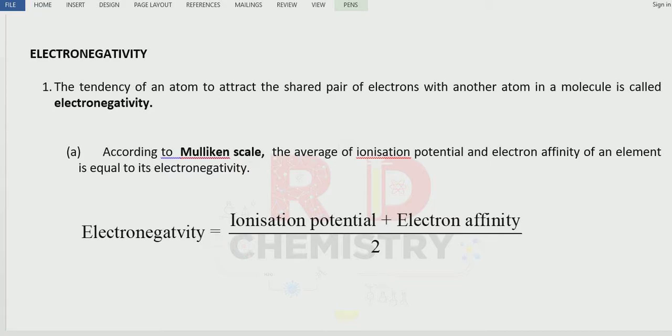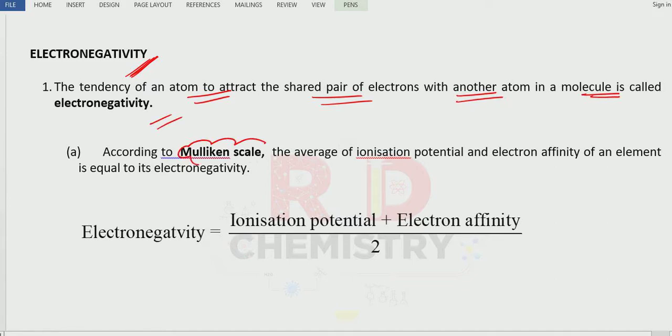The last one is about electronegativity. What is electronegativity? The tendency of an atom to attract the shared pair of electrons toward itself in a molecule is called electronegativity. According to the Mulliken scale, the average of ionization potential and electron affinity gives the electronegativity value. This is one of the scales. There are different scales to get the values. So electronegativity is equal to the ionization enthalpy plus the electron affinity, divided by 2. Okay, right?